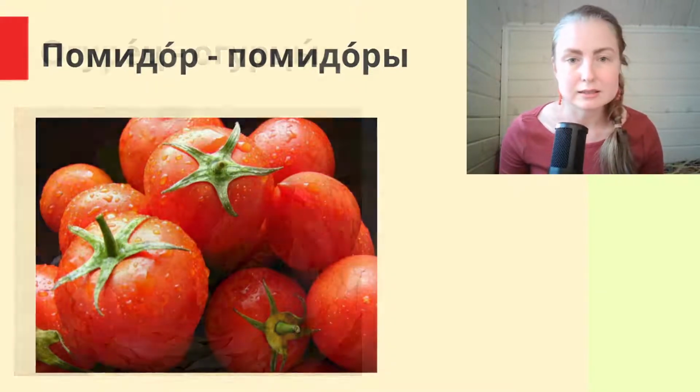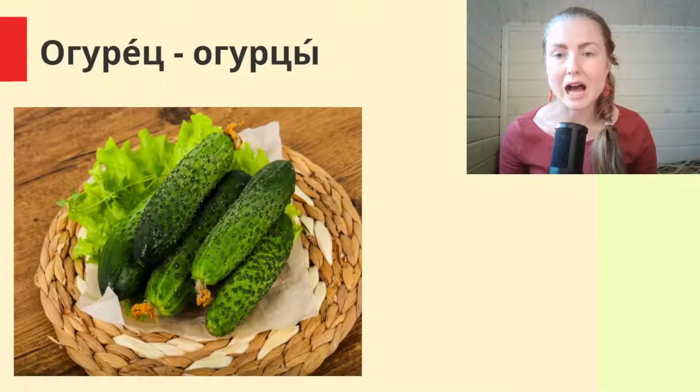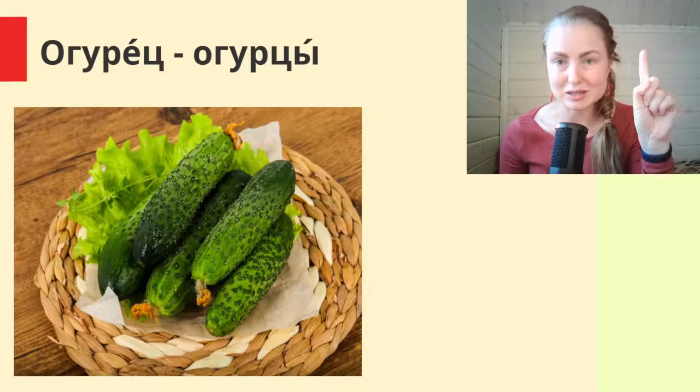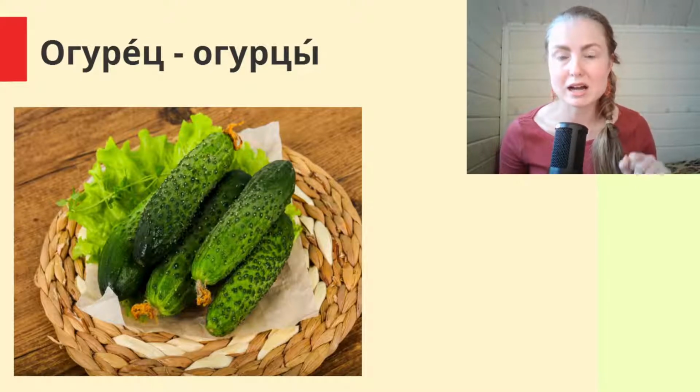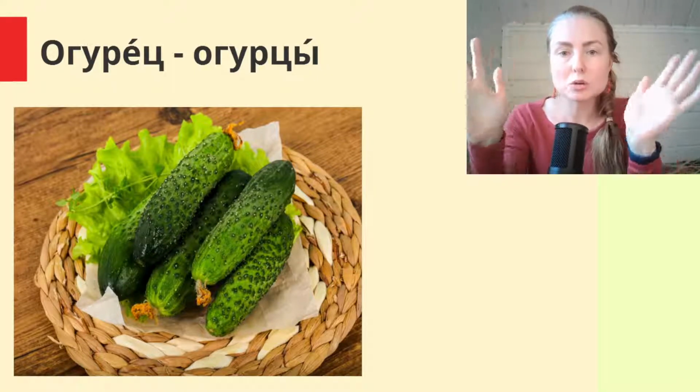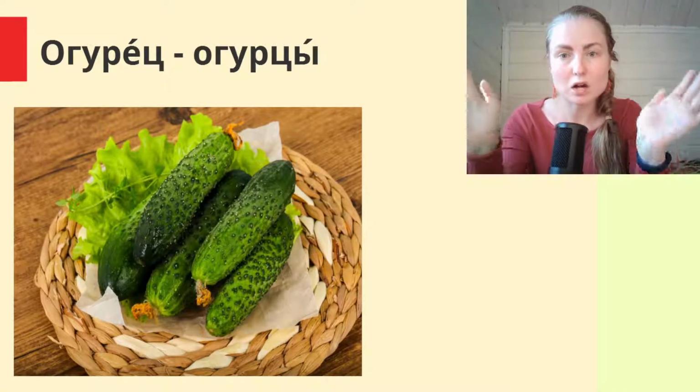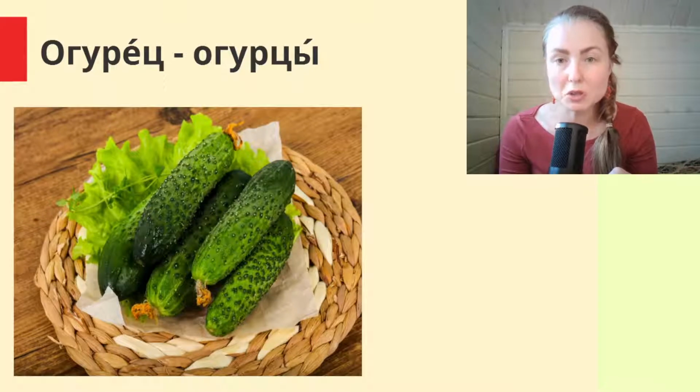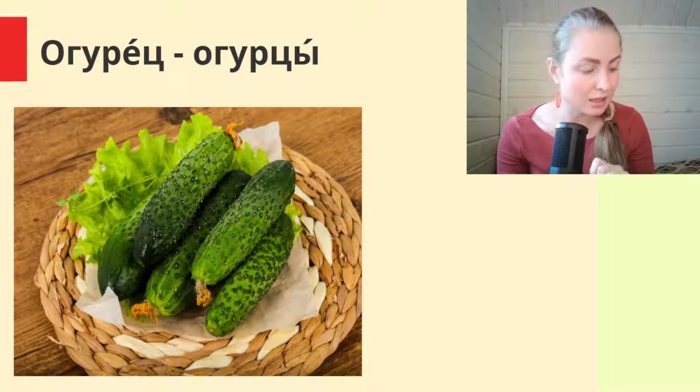Okay. Next word is огурец. Один огурец. One cucumber. Много огурцы. The first O I pronounce like A because it doesn't have an accent. Огурец. Один огурец, много огурцы.